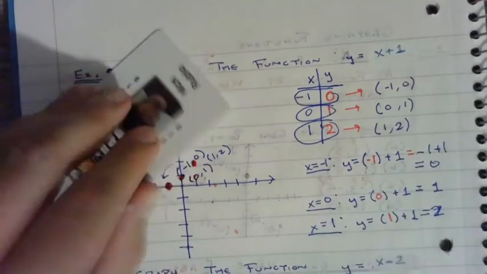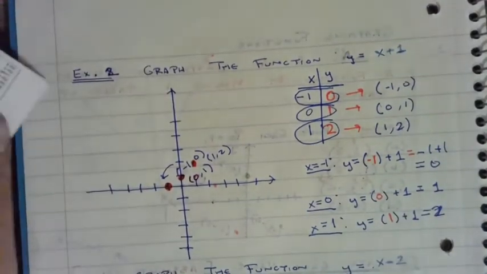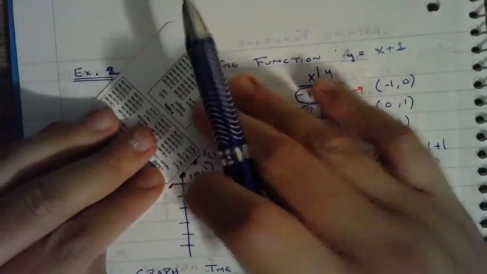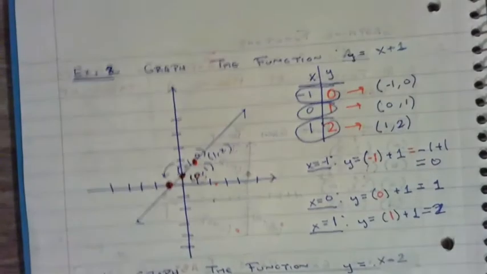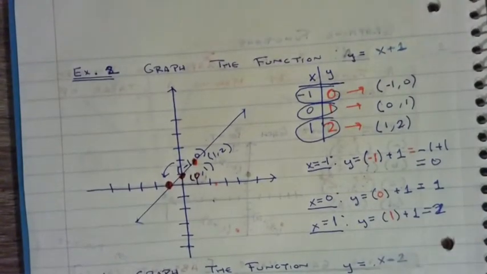And then from there, we can now connect the points. Connect the points using your ruler. And then we go from there. Okay, and that's it. Alright, I'll give you a couple moments to write this down, then we'll go to our last example.